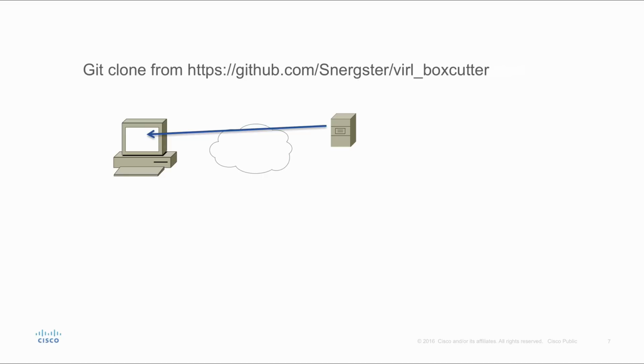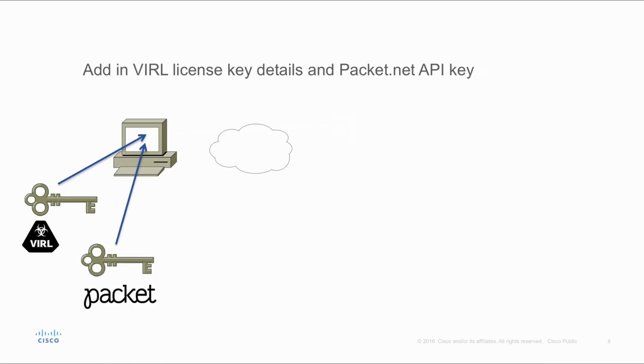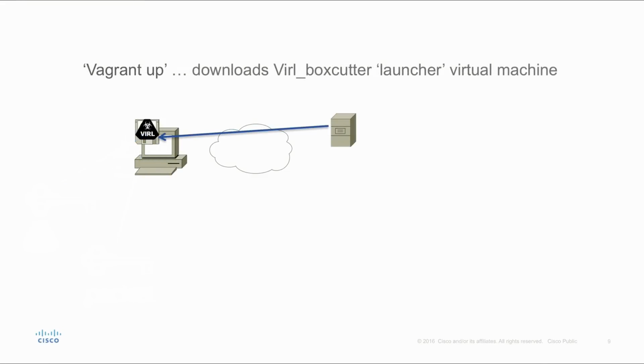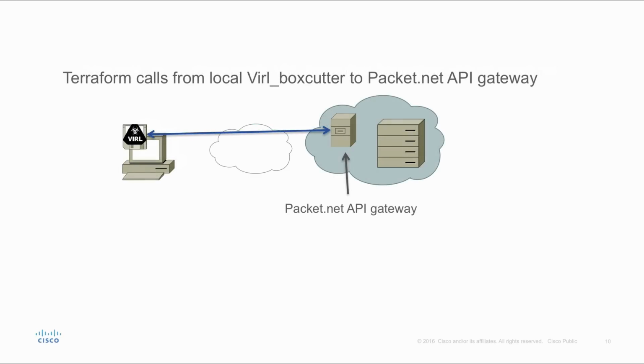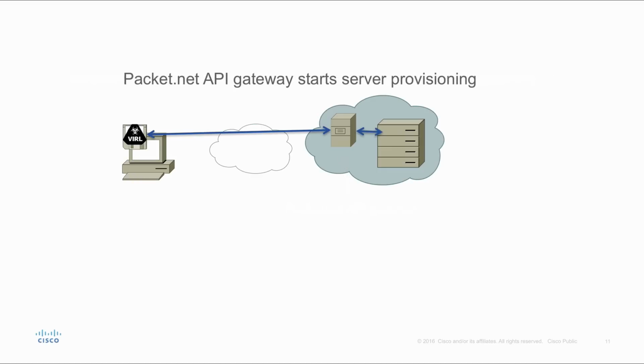We're then going to be cloning from the repo, which will pull down the launcher application. We're then adding our VIRL key and our packet.net API key. We're then going to use the command vagrant up. This will then download the VIRL box cutter launcher application. Once the VM is downloaded, we're then using Terraform calls to talk to the packet.net API gateway. This in turn provisions a new bare metal server on packet.net for us.